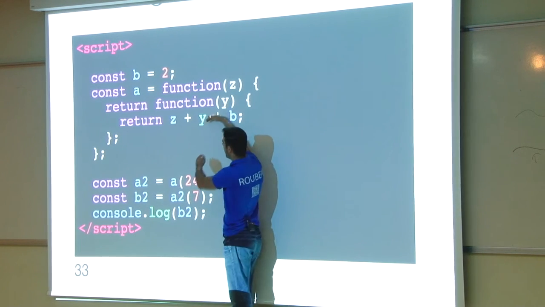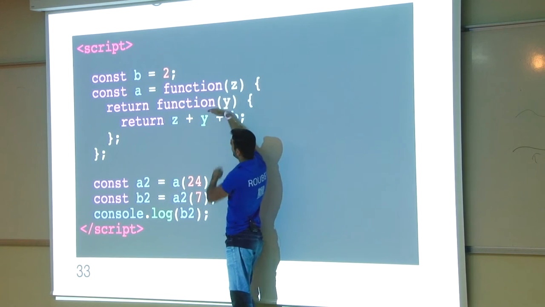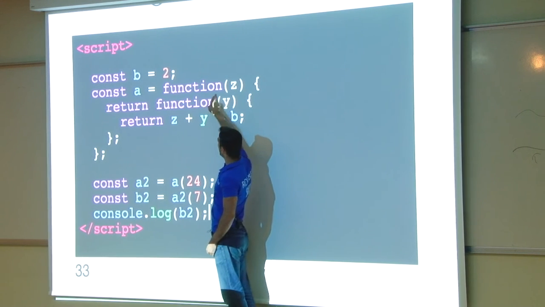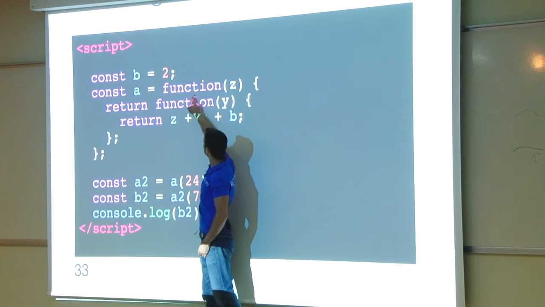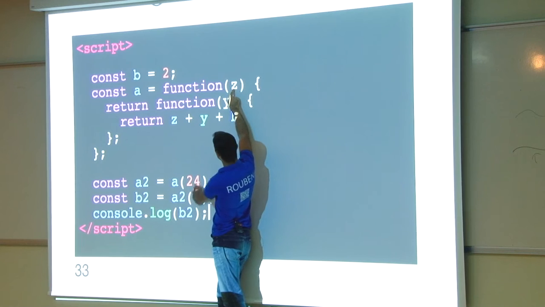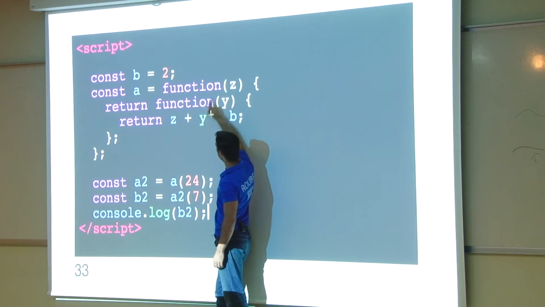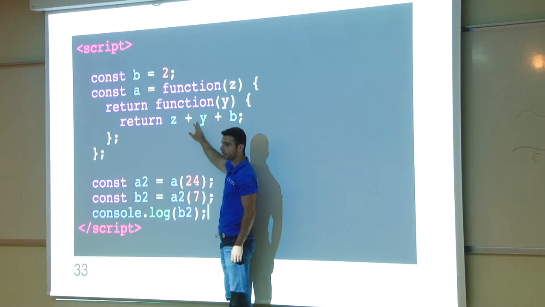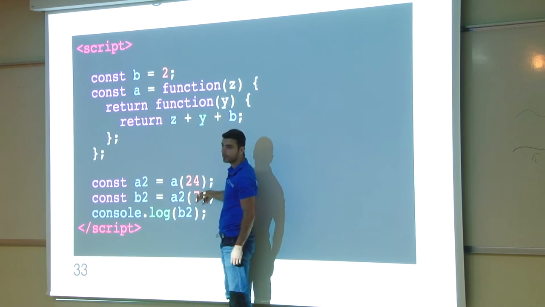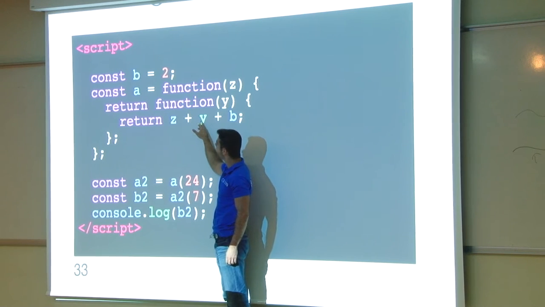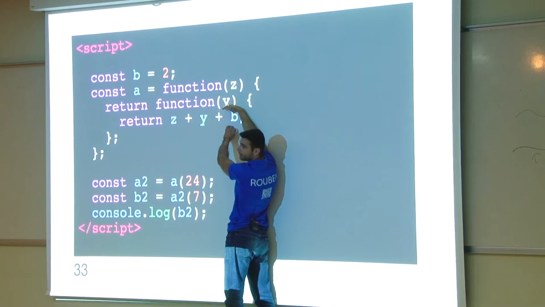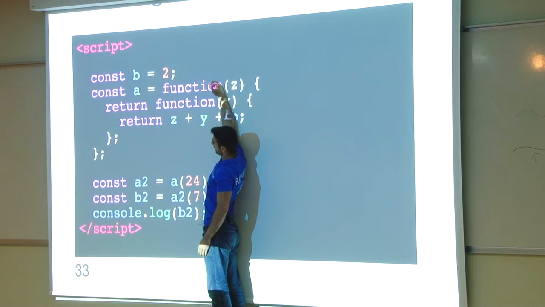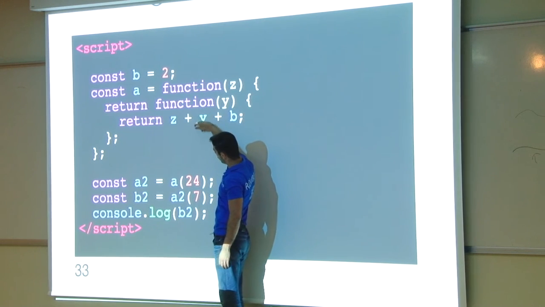We check Z. Do I have a local Z? No. So I have to, from this function, go up, right? Do I have a Z at this level? Yes, there it is, which was passed to me as 24. So I get 24 from here. Good, so this turns into 24. Plus Y, do I have a local Y? Yes, there it is, which was 7. Okay, so I get 24 plus 7. Plus B, do I have a local B? No. Go up one. Do I have a local B? No. Go up one. Yes, there it is, 2. So what I get is 24 plus 7 plus 2.